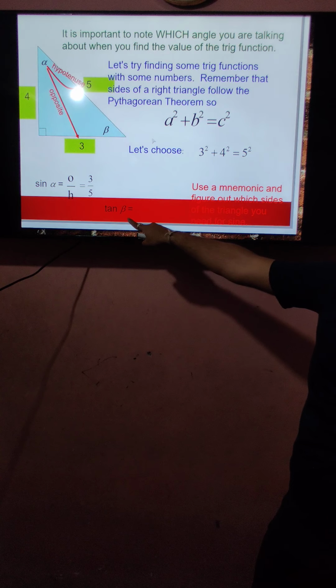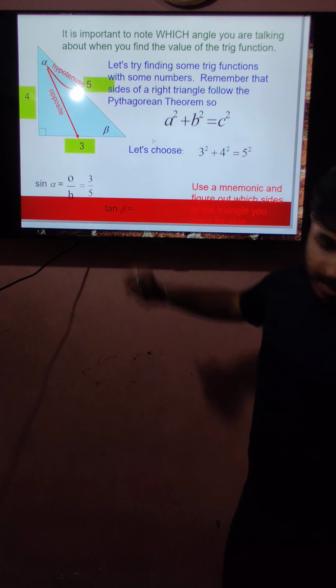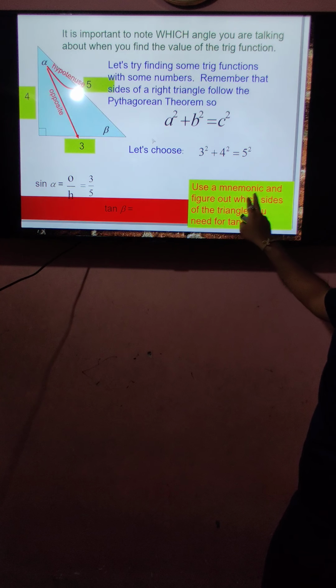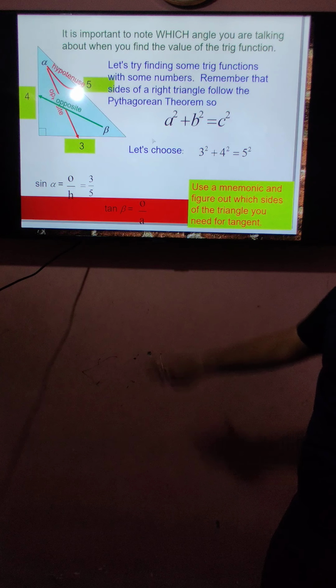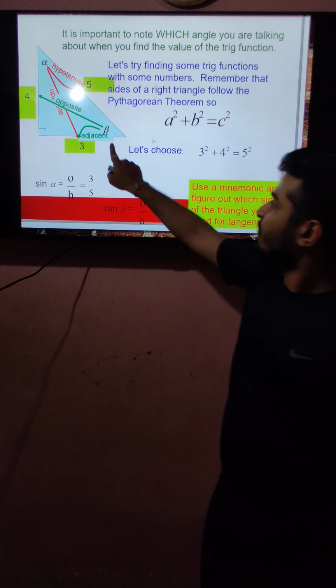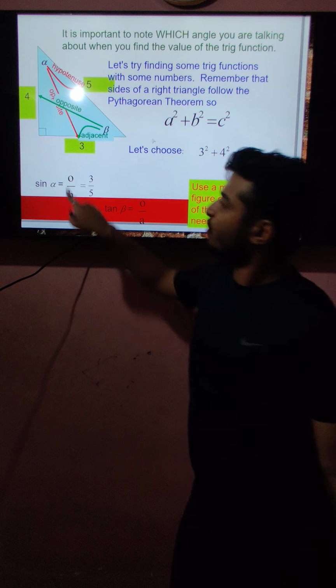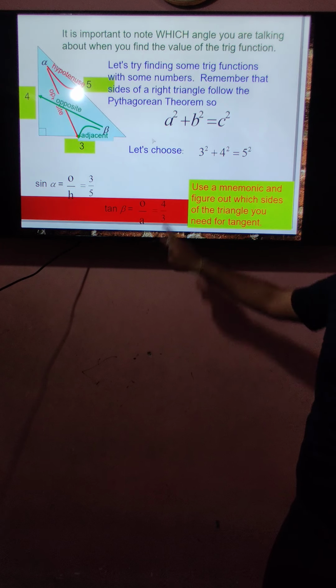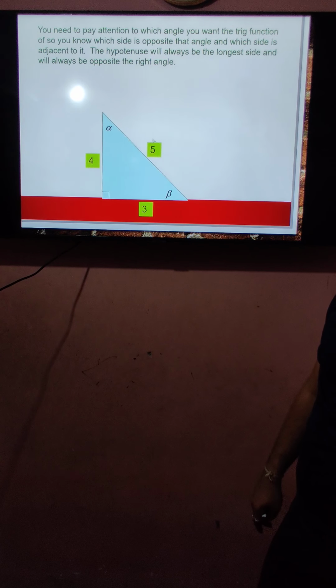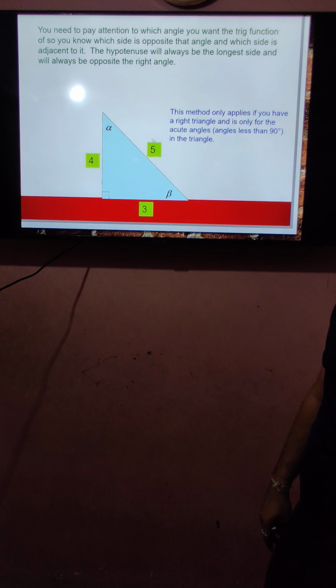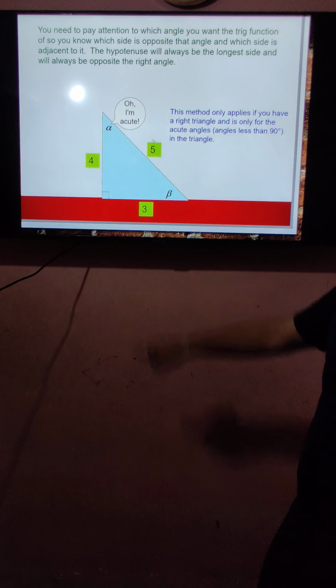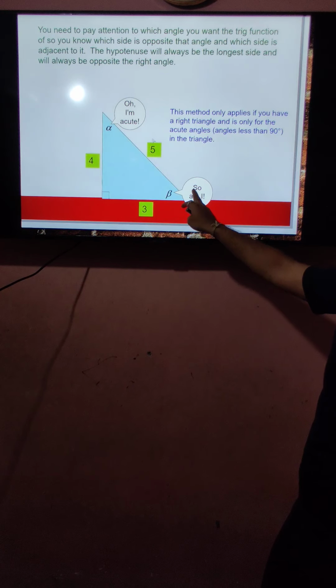In the same way, tan beta. For tan beta, use the mnemonic and figure out which sides of the triangle you need for a tangent. For tangent, it is opposite divided by adjacent. For beta, the opposite is this and the adjacent is this, so 4 by 3. You need to pay attention to which angle you want. This method only applies to acute angles.